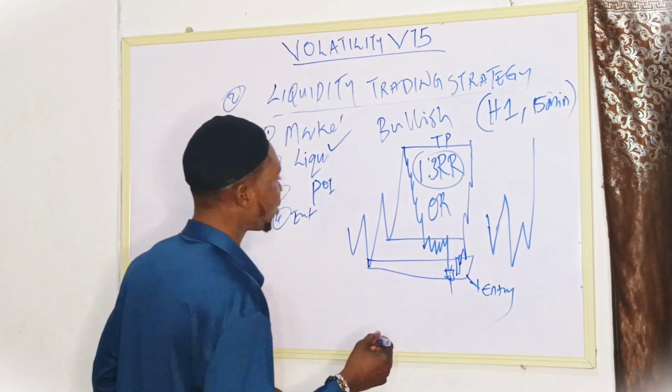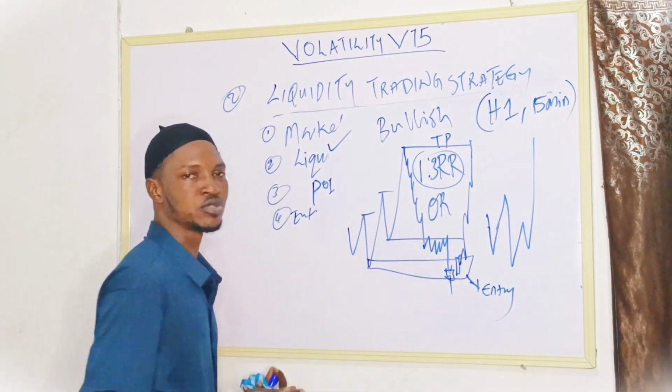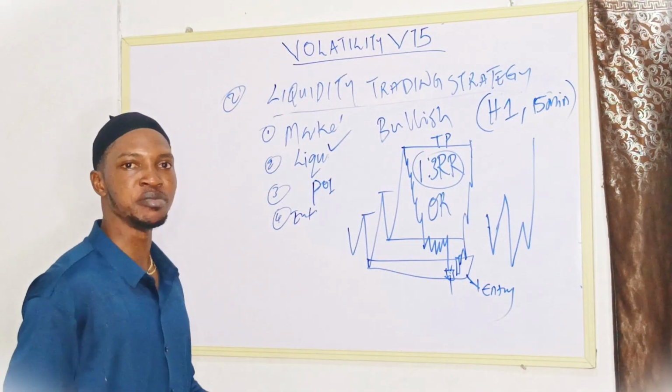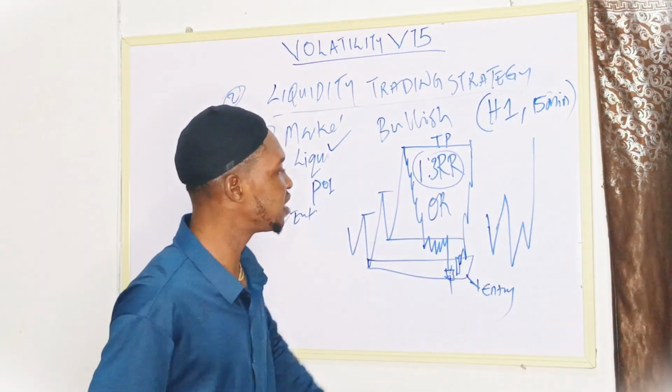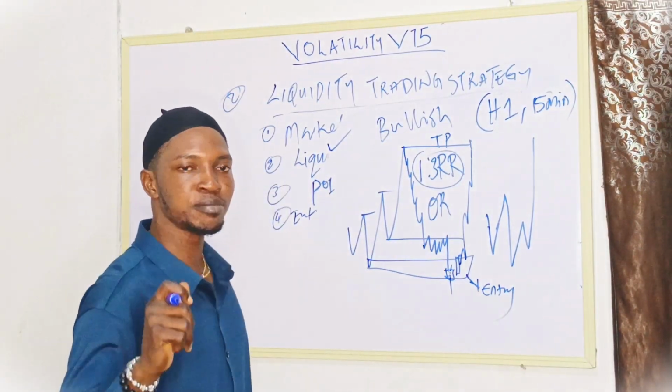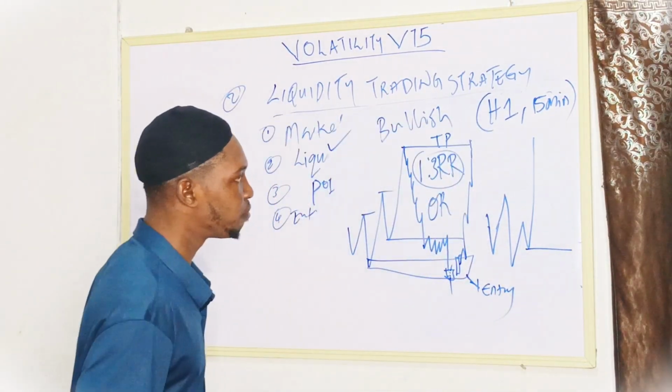The strategy comprises your liquidity and a break of structure, showing you a sign of bullish momentum. Now you might be wondering, what's the difference between this shape and this shape? It's the same thing. The most important thing you need to look out for is your liquidity. Very, very important.